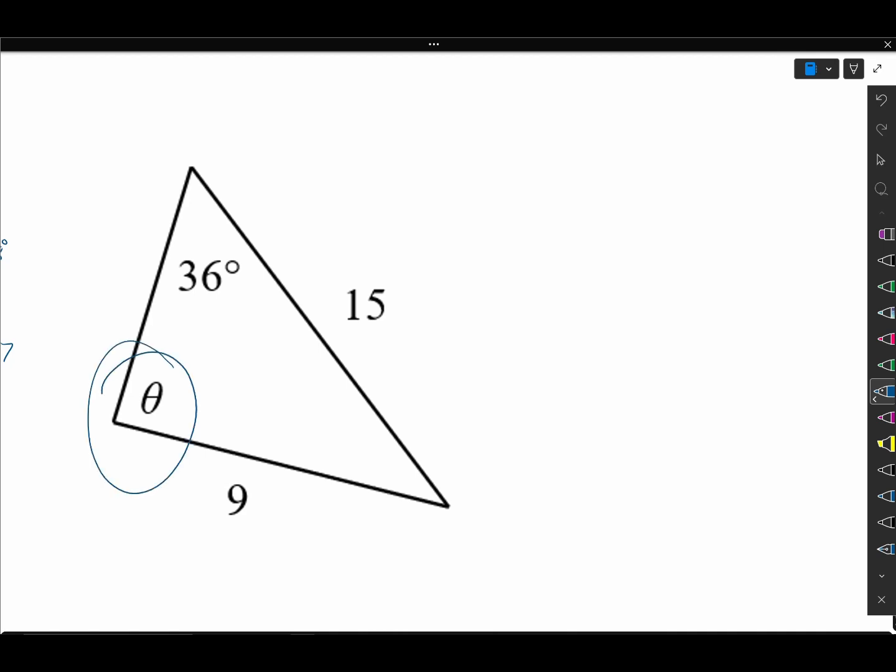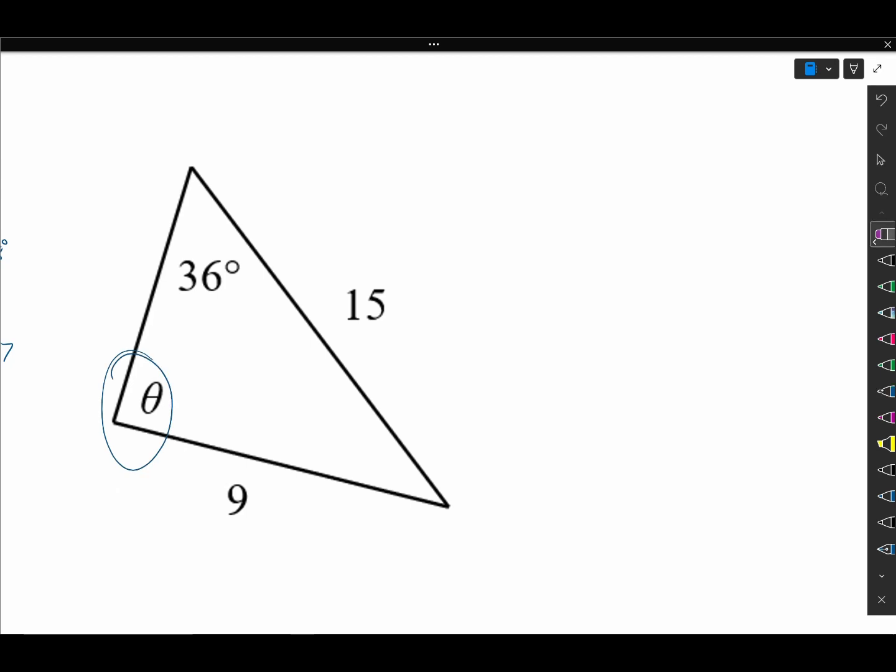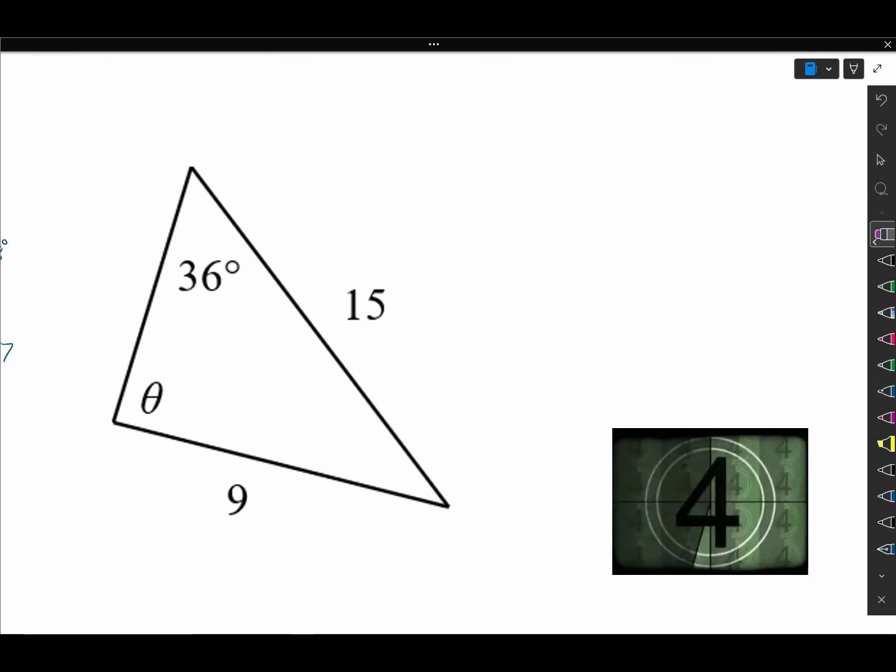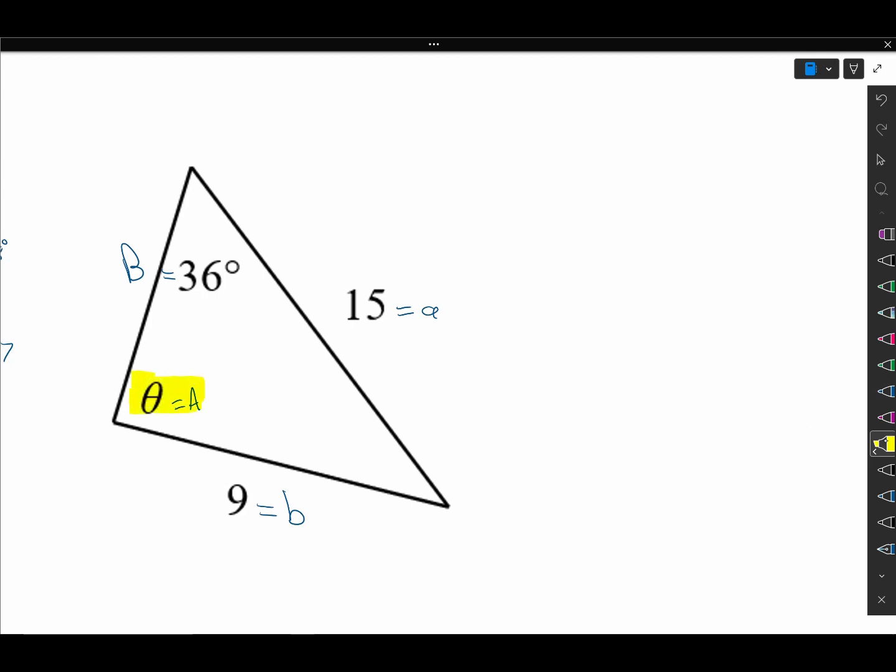Again, this is labeled with an unknown angle theta, so this time we're looking for an angle, not a side length. But we can assume this is not a right triangle because it does not say that this is a perfect right triangle. So pause the video here, try and label your triangle. Good, now math convention does tell us that our angles will be capitals.